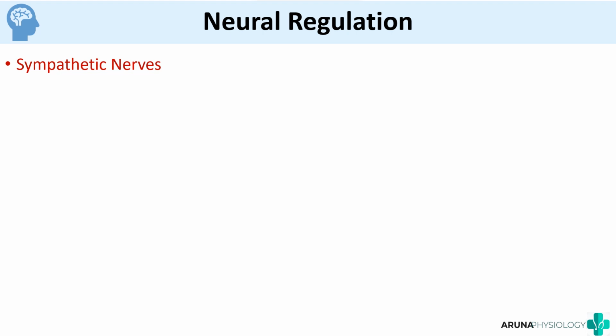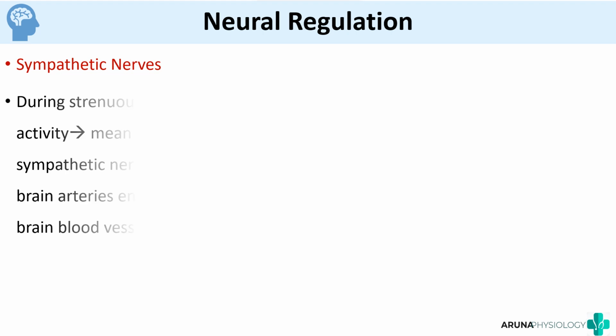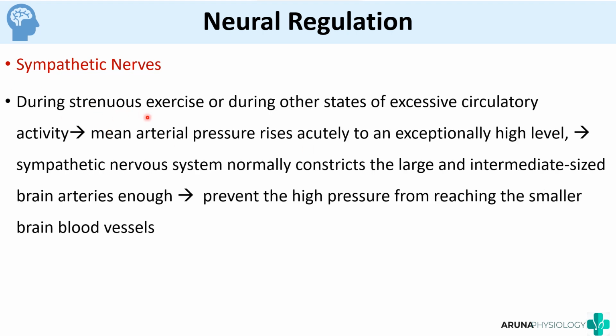Next is neural regulation. Why do you need a neural regulation now? We know that myogenic autoregulation works up to 140 millimeters of mercury, but there are certain conditions where our blood pressure can shoot up to more than 140. For example, during strenuous exercise you can have an increased BP. But the good thing is that even during strenuous exercise or other states of excessive circulatory activity, the sympathetic nervous system constricts the large and intermediate sized brain arteries so that the pressure does not reach the smaller blood vessels.